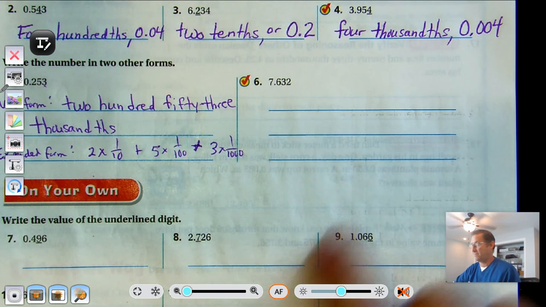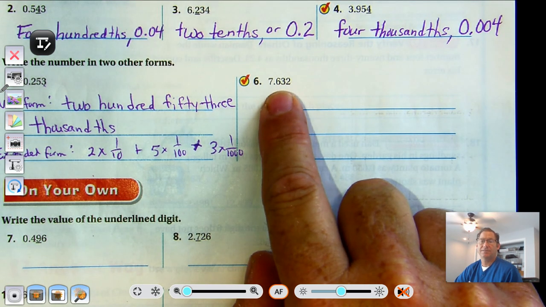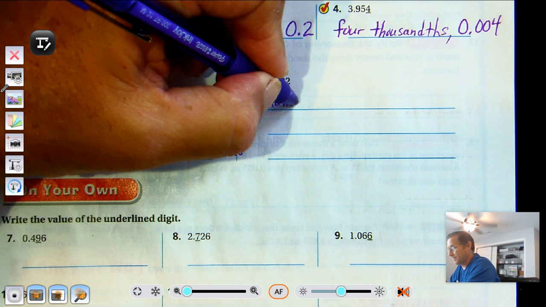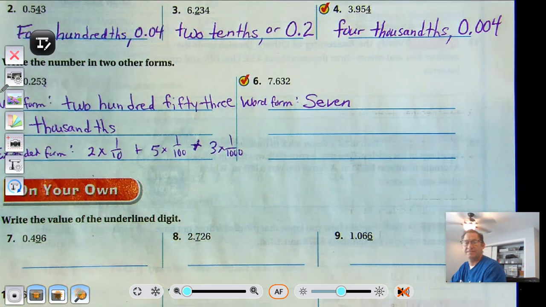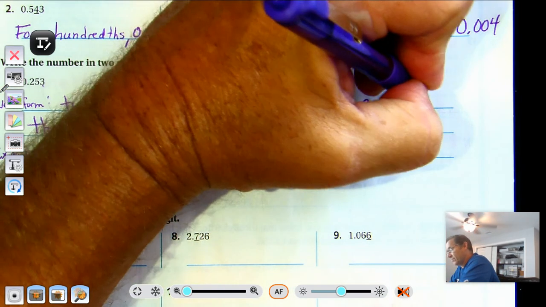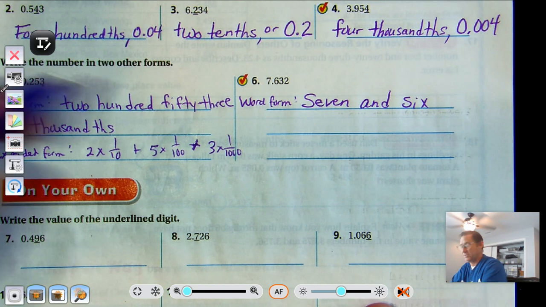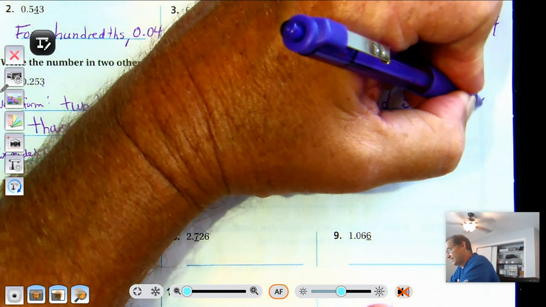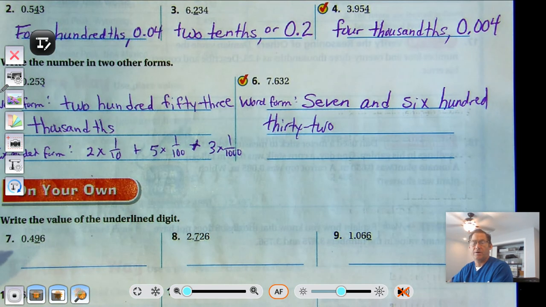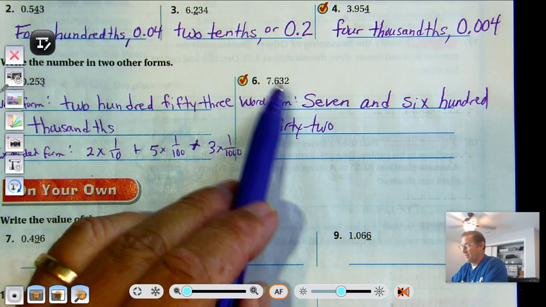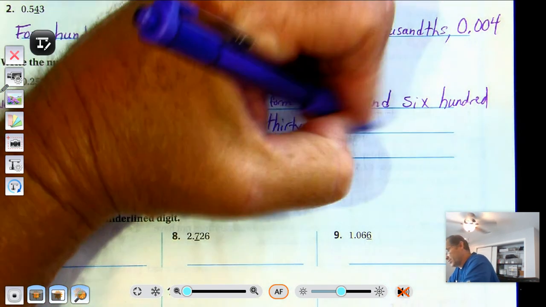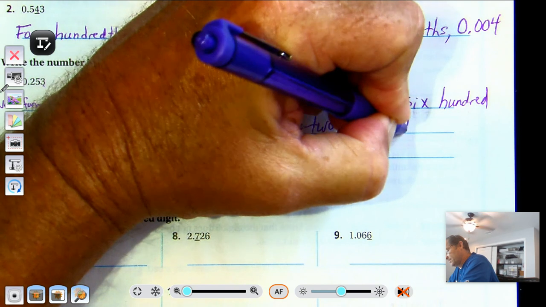Number 6, standard form is 7 and 632 thousandths. So word form, start with the whole numbers, 7. Decimal point is read as and. Read the digit to the right all together, so 632. And what is the place value of the digit to the far right? The 2 is to the far right, and that would be in the tenths, hundredths, thousandths. So 632 thousandths.